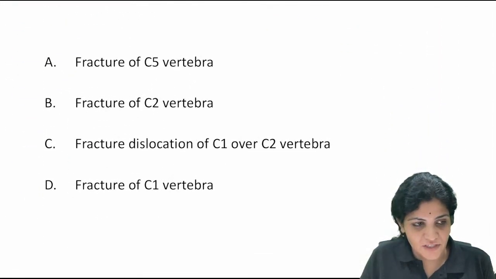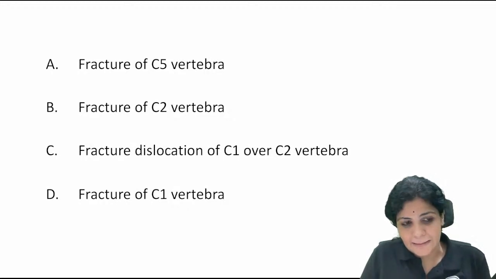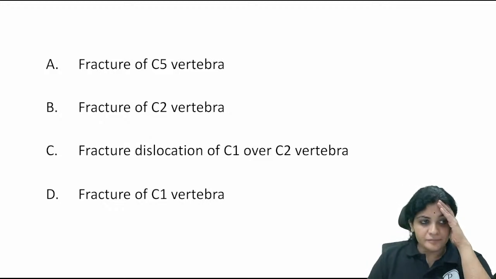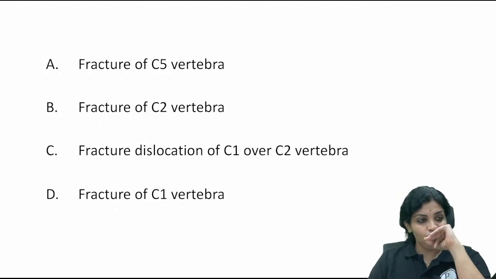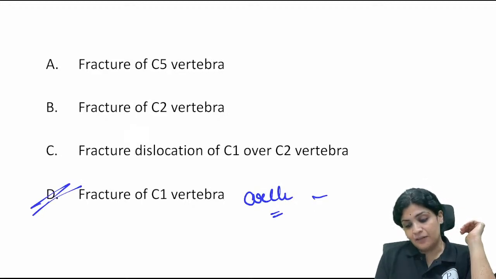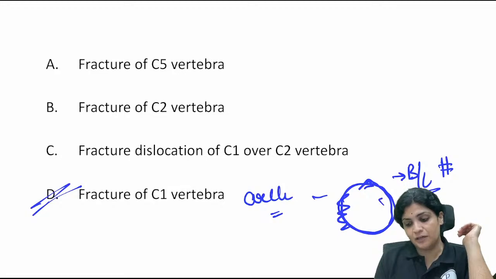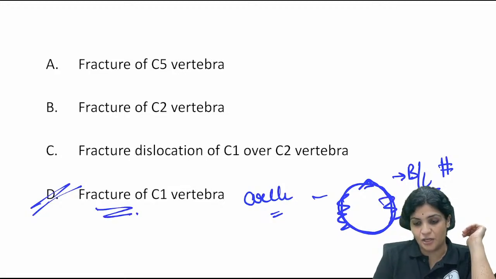What is Jefferson's fracture? Fracture of? Very good. Fracture of C1 vertebra. C1 is like the arch. And if you remember, this is like the arch. And now what you have to remember is this is a bilateral fracture of this. There's a fracture here, fracture here. That is Jefferson's fracture.